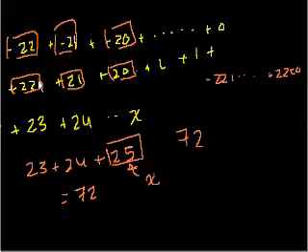And all we did is we said, think about it. Take the sum from -22 all the way to +25. Everything from -22 to +22 cancels out with each other. So the sum is just going to be 23 plus 24 plus 25, and that equals 72. So then x is 25.